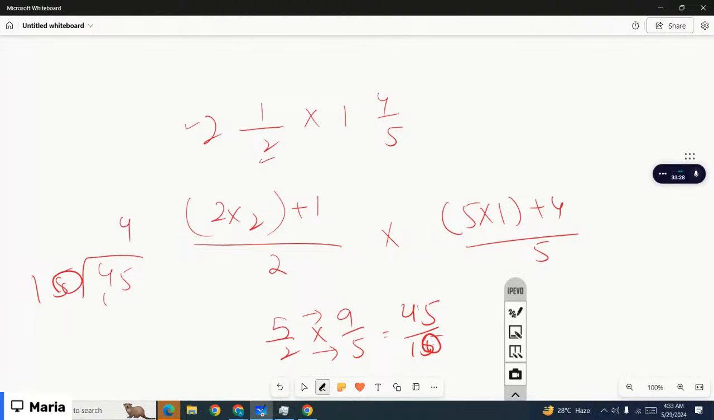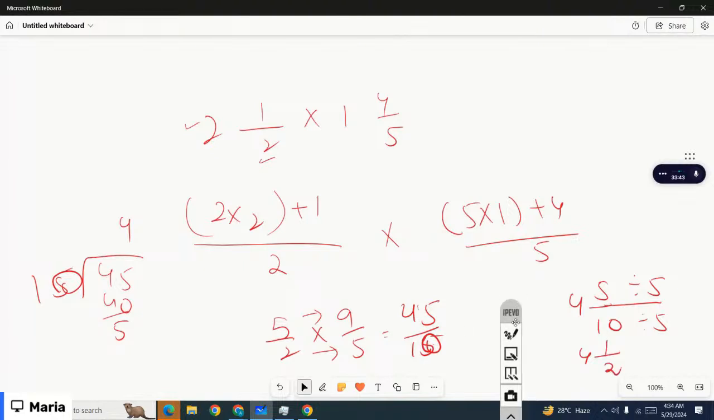10 times 4 is 40 and you have 5. So that is 4 whole 5 over 10. Or you can divide this numerator and denominator by the common factor. So that is 4 whole 1 over 2. The correct option is 4 whole 1 over 2.